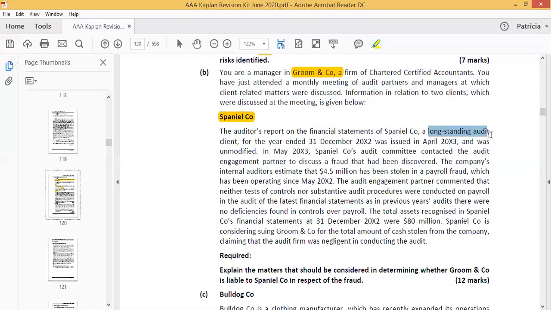for the year ended 31st December 2002 was issued in April 2003 and was unmodified. So it was an unmodified report, meaning that there were no qualifications.